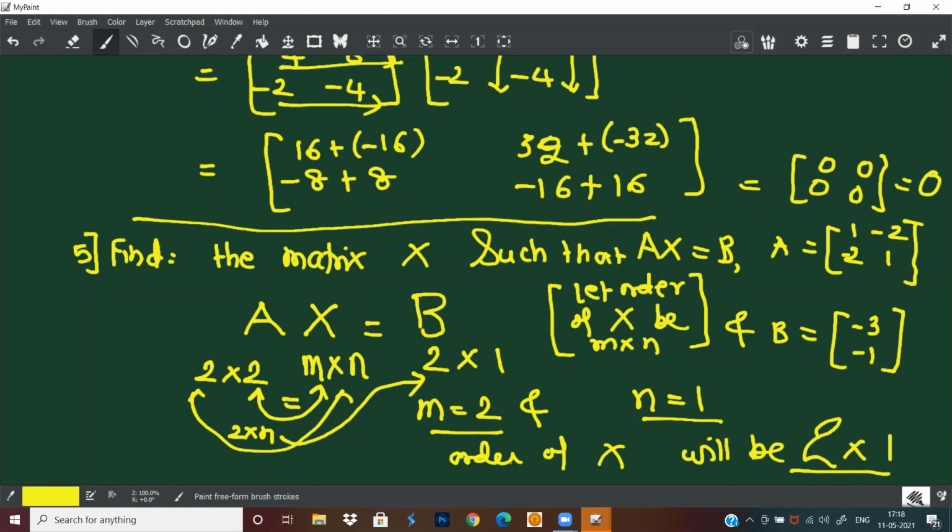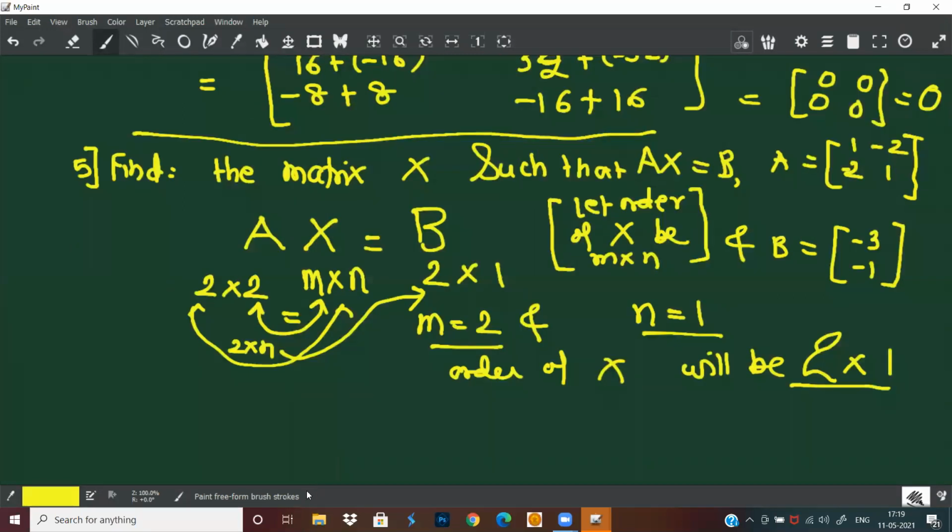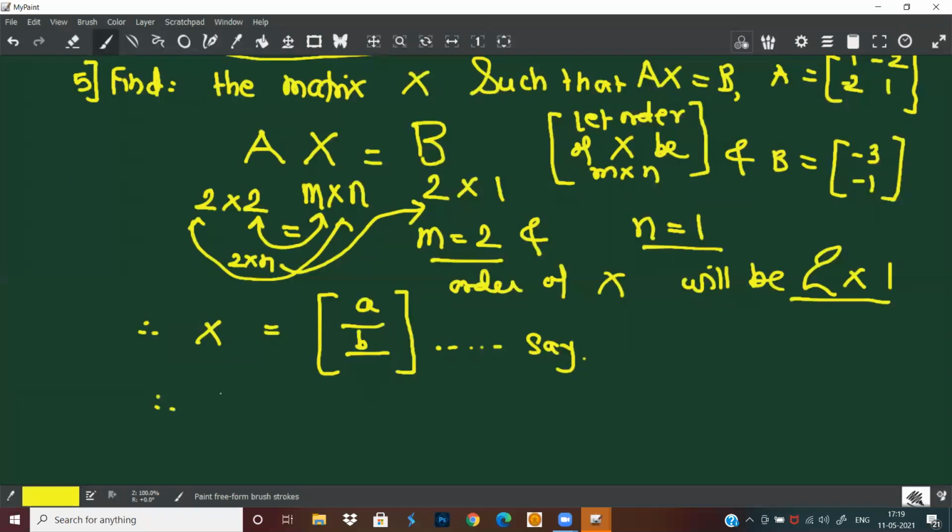Number of columns in first equal to number of rows in second. Number of columns in first equal to number of rows in second. That gives me M as 2. मतलब मेरा मैट्रिक्स X कैसे दिखेगा? मैट्रिक्स X को 2 रोज रहेंगे और 1 कॉलम रहेगा. So we assume matrix A as A and B. अभी प्रोडक्ट ले लो. Therefore, A into X is equal to B.